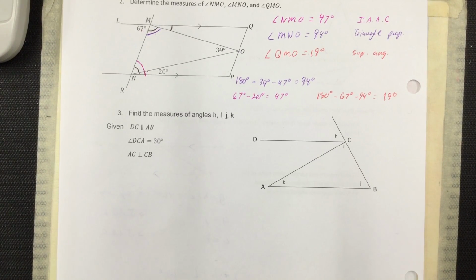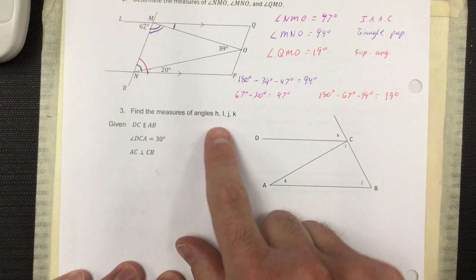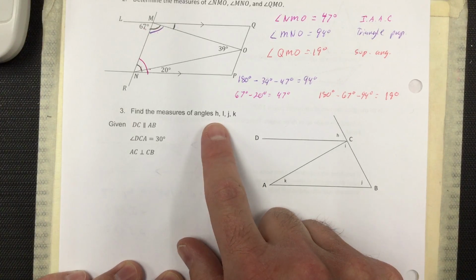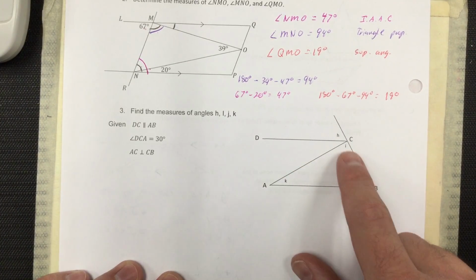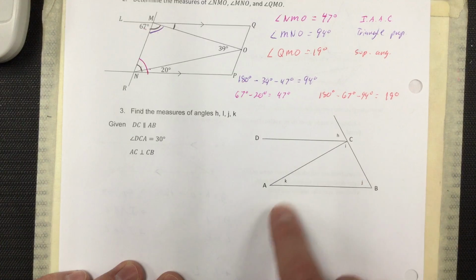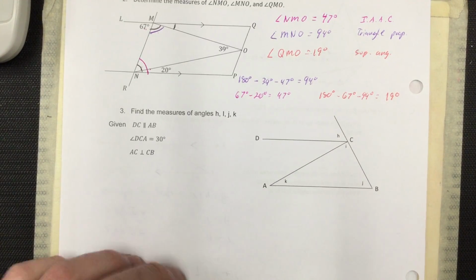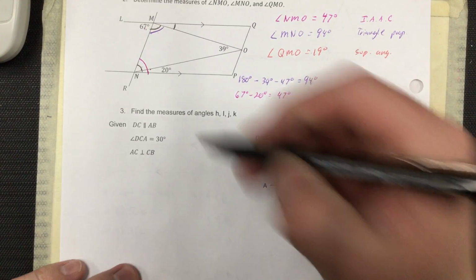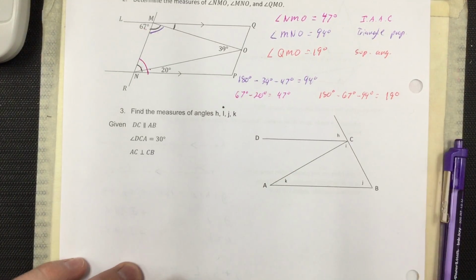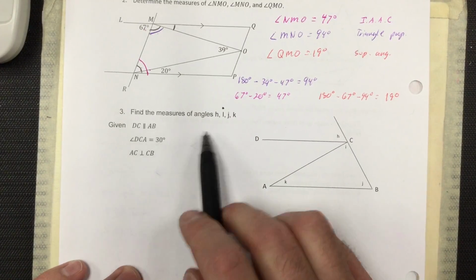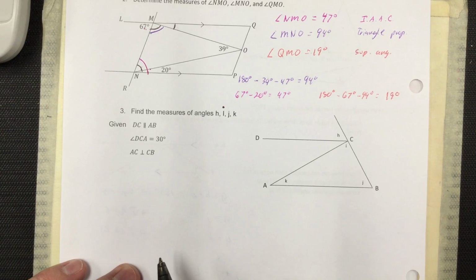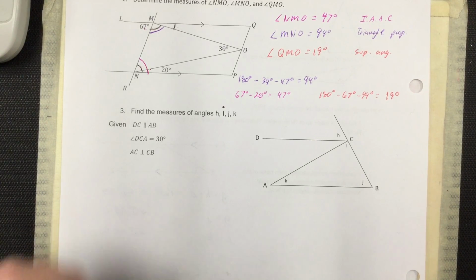All right, so we want to try to figure out the measures of angles H, I, J, and K. Or sorry, H, I guess, J and K. So it is I here, okay? J and K. Little typo there, gonna have to correct that. Can correct that easily. There we go, let's just put a little I there. All right, so let's find the measures of angles H, I, J, and K.